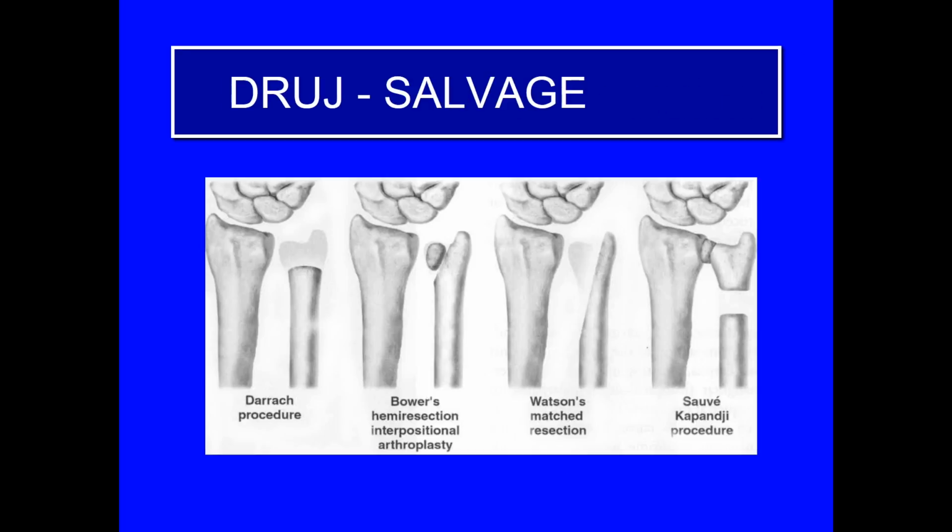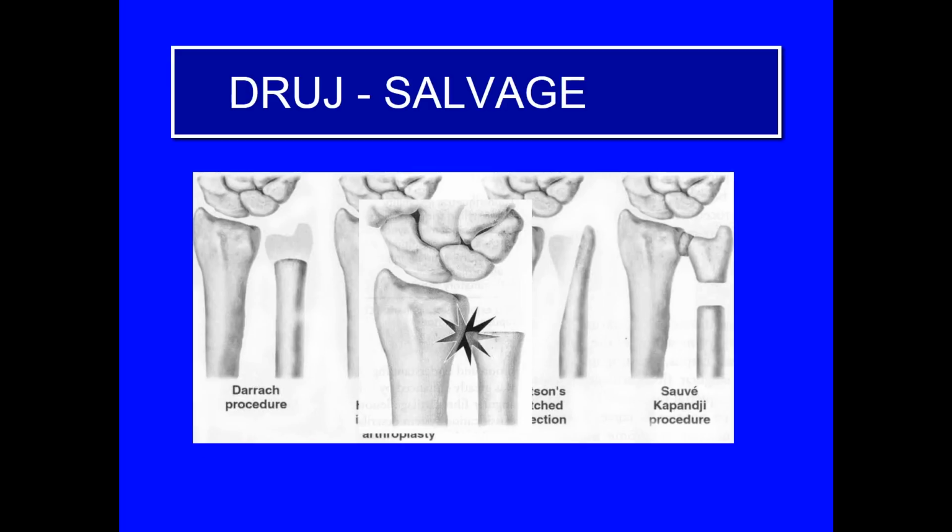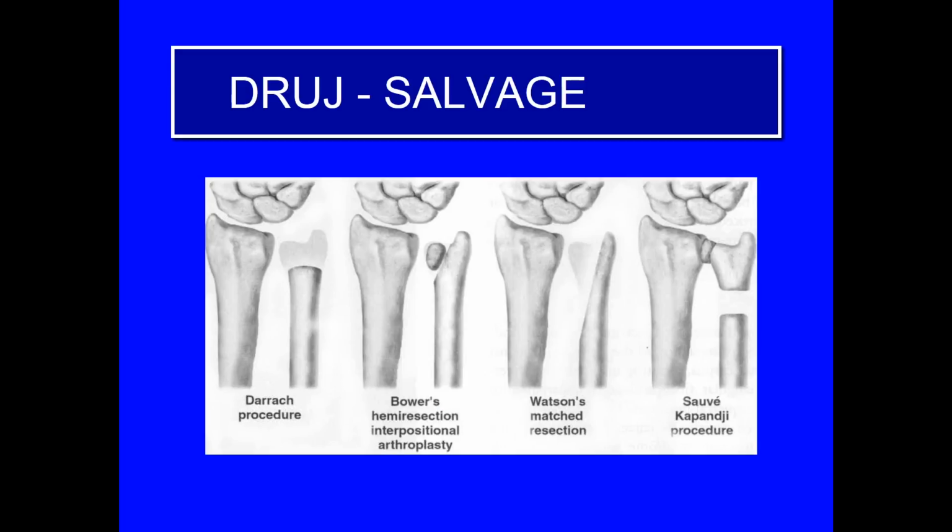If we look at salvage, let's say we can't do an ulnar shortening osteotomy and the patient's got incongruity, what do we do to salvage the prosupination in a patient in which we can't achieve fixation? There are many historically advocated procedures: the old DRUJ procedure, the Bowers hemi-resection or interpositional arthroplasty, the Watson matched resection, and the old Sauvé-Kapandji technique. But these should all be hit with a large black star, because none of them are good at all, because all of them end up with an ulnar impaction.